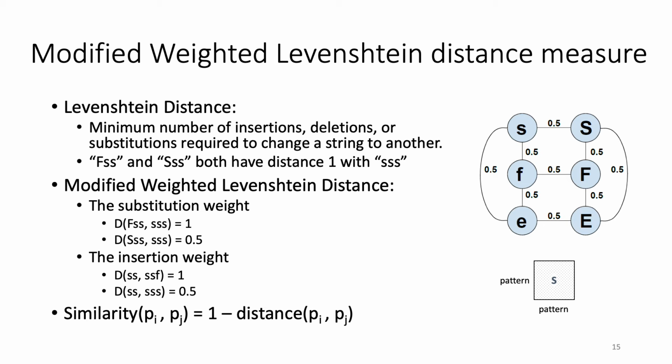So we first build a distance measure based on the Levenshtein distance between 2 patterns. The Levenshtein distance counts the minimum number of insertions, deletions, or substitutions that are required to change the string sequence into another one. For example, for 2 strings capital F SS and capital S SS, we can see that the Levenshtein distance between them and SSS is 1. But in our application, since in capital SSS, the student continues to succeed in 3 consecutive attempts, it should be more similar to SSS as compared to capital FSS.